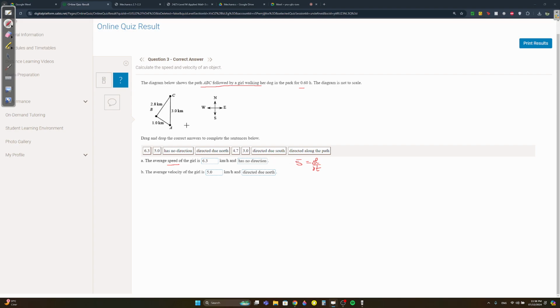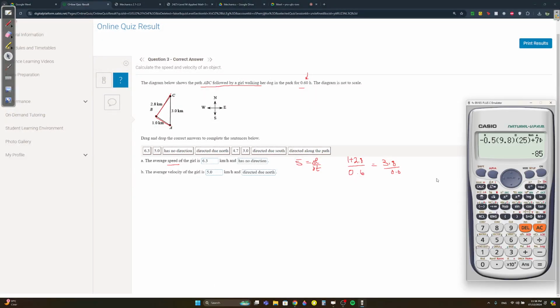And the path here, it's going from A to B to C, right? So 1 plus 2.8 divided by the time, 0.6. This is a very easy question. So 3.8 divided by 0.6, I'm pretty sure you get 6.3. And of course average speed isn't a vector, it's a scalar, so it has no direction.